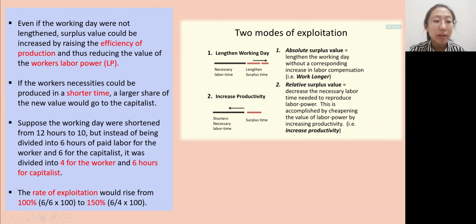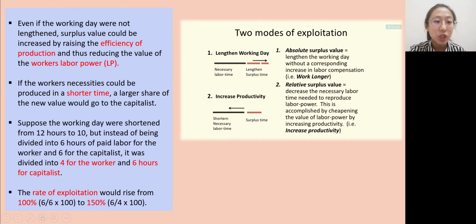Even if the working day does not lengthen, the surplus value could be increased by raising the efficiency of production, thereby reducing the value of the worker's labor power. If the worker's necessities could be produced in a shorter time, a larger share of the new value would go to the capitalist. Suppose the working day was shortened from 12 hours to 10, but instead of being divided into 6 hours of paid labor for the worker and 6 for the capitalist, it was divided into 4 for the worker and 6 hours for the capitalist.